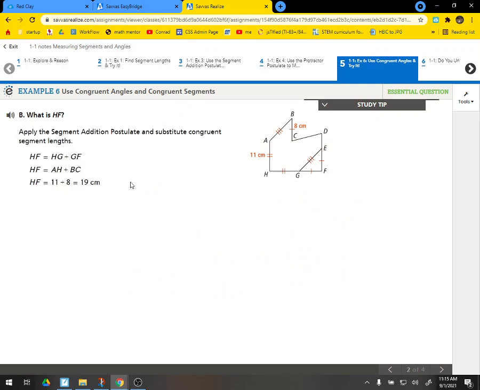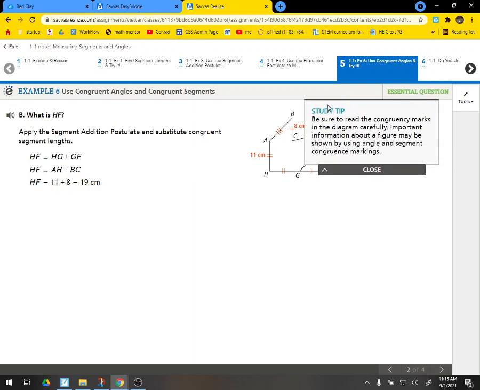So they write it really formally. I tend to do these not as formally. Both are correct. Whatever you're more comfortable with is the right way to do it. Study tip, be sure to read the congruency marks in the diagram carefully. Congruency is like equals when we're talking about distances and lengths. Important information about a figure may be shown by using angle and segment congruence markings.